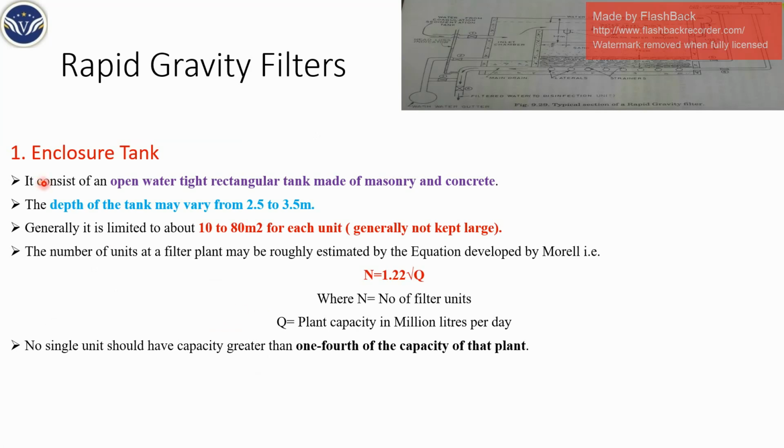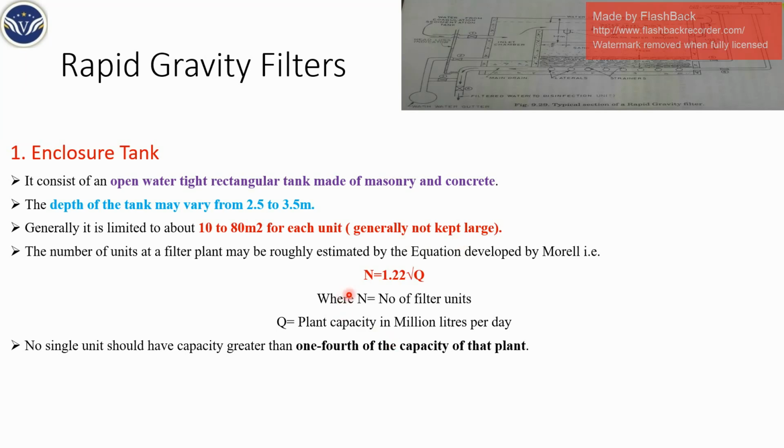So the enclosed tank, as in a slow sand filter and a rapid sand filter, is a watertight rectangular tank. It is built of masonry and concrete, same as the slow sand filter also. The depth varies from 2.5 to 3.5 meters, and the area of each unit is limited to 10 to 80 square meters, and it is generally kept large.